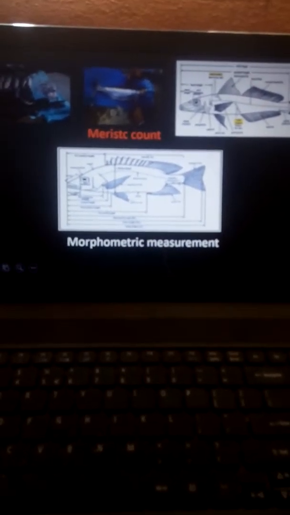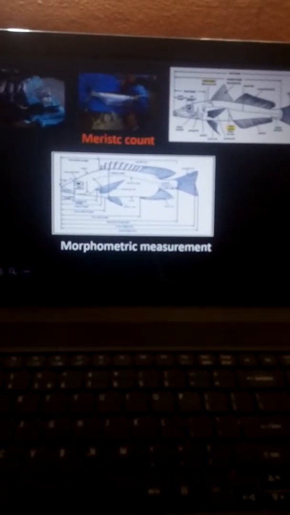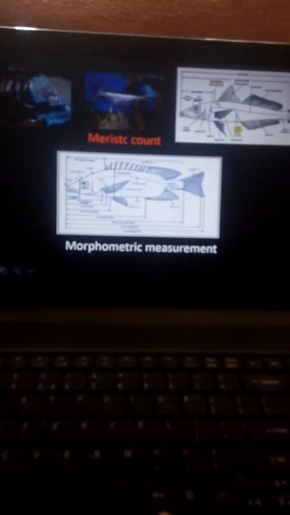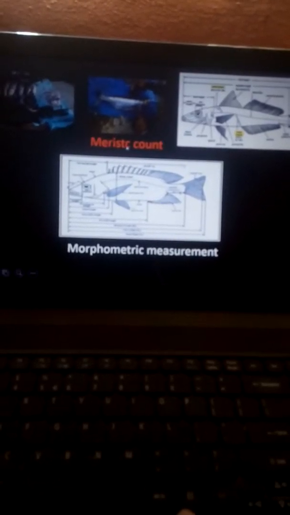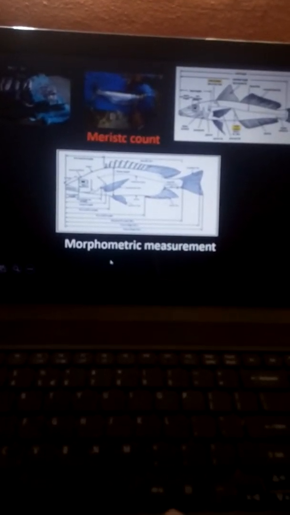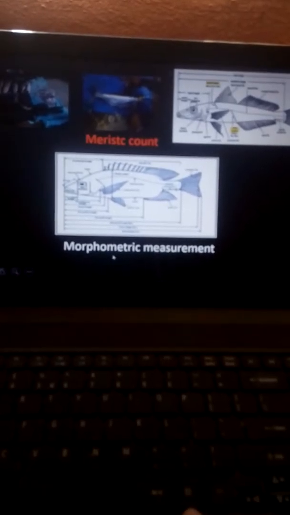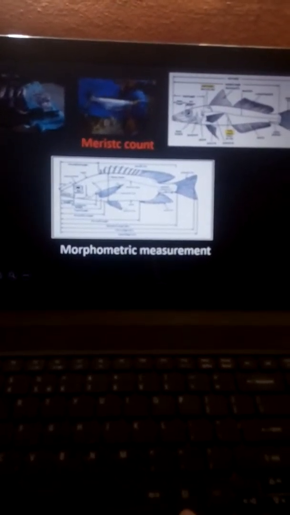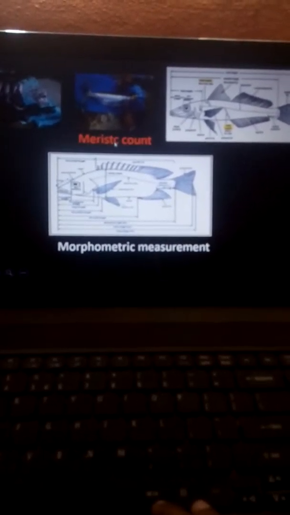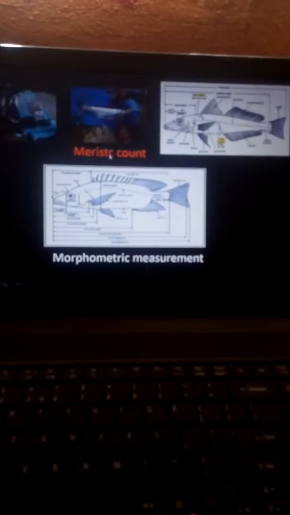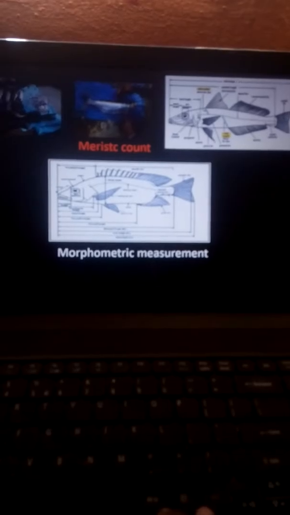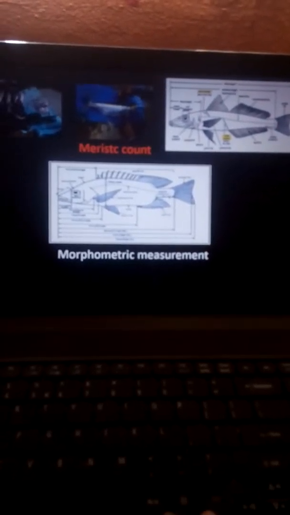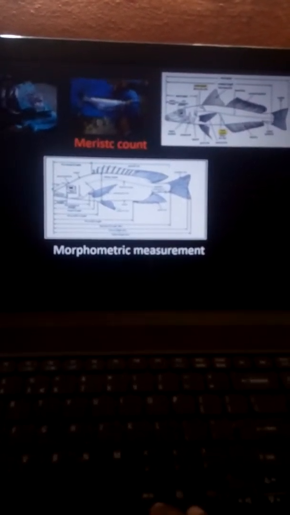In the biometric method, we do two works. The first one is we do meristic counting of the fishes, and the next one is we take the morphometric measurement. Now let us know what this meristic count is. Meristic counting is just the process of counting rays present in different fins of the fishes.